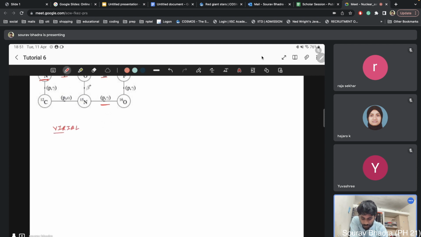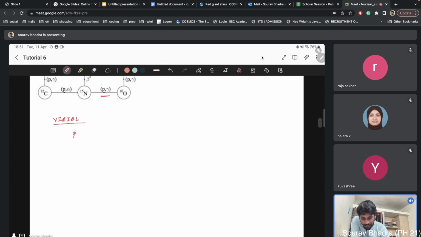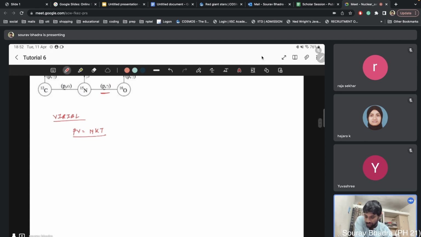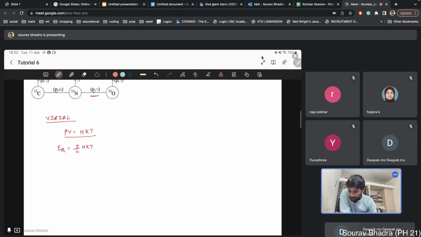I will just go through very quickly that PV equals NkT. It holds inside of a star, in any source which is in hydrodynamic equilibrium, and the thermal energy E_th is 3/2 NkT. This also you know from your kinetic theory of gases. So from these two equations, you can write P is actually 2/3 of E_th by V.